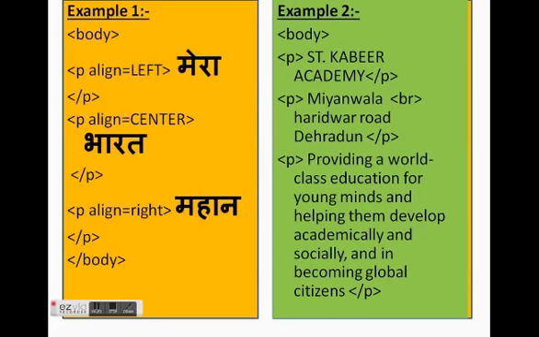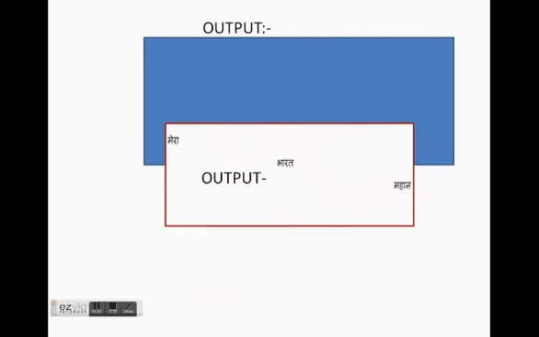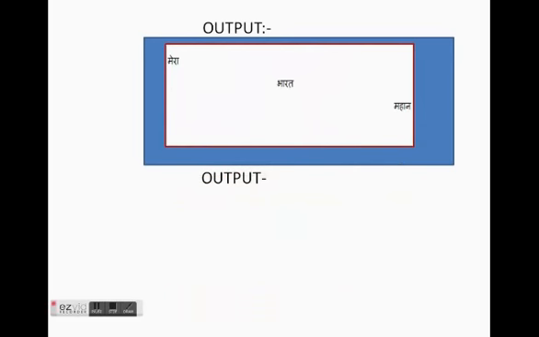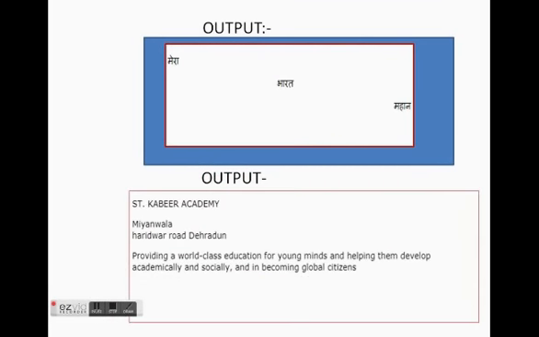We will see the output of both the examples. So first output you can see Mera Bharat Mahan. So Mera is placed at the left side, Bharat at the center and Mahan towards right. In second example, we have used paragraph tag and BR tag.